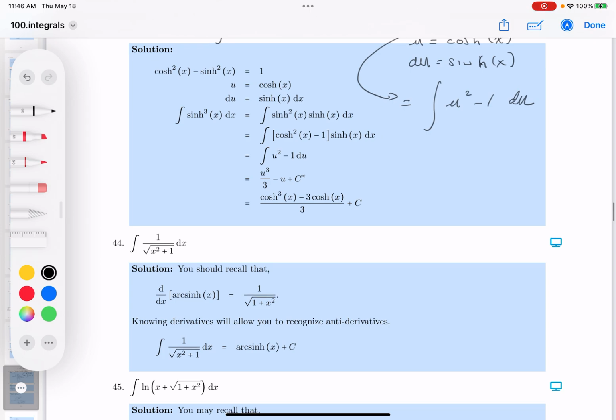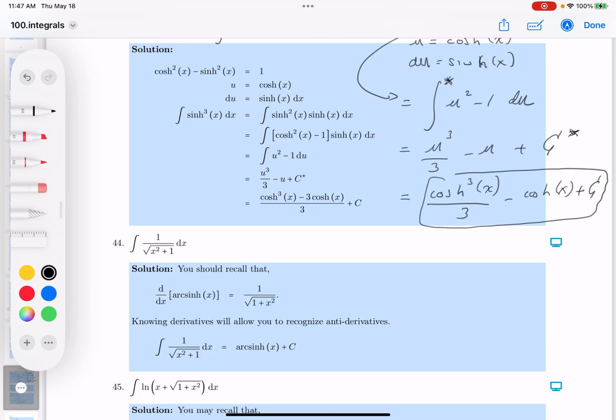Well, I can integrate that certainly. My star here reminds me I've got to go back to x's. It's going to be u cubed over 3 minus u plus some constant of integration. What's u? It was a hyperbolic cosine. I'm going to cube it now, over 3, minus the hyperbolic cosine, plus some constant of integration. Let's look at the result. We got this part, this part, and the c. We're good to go on.